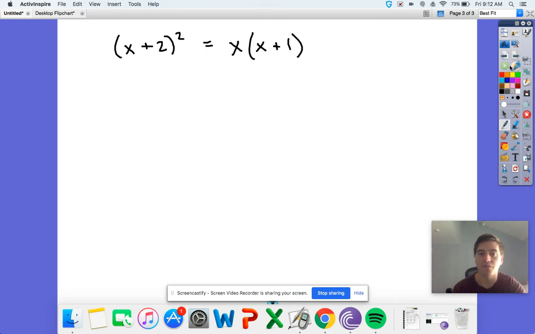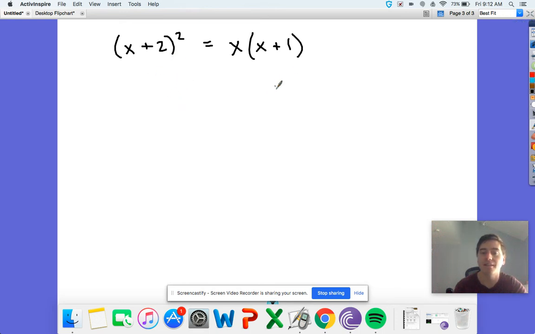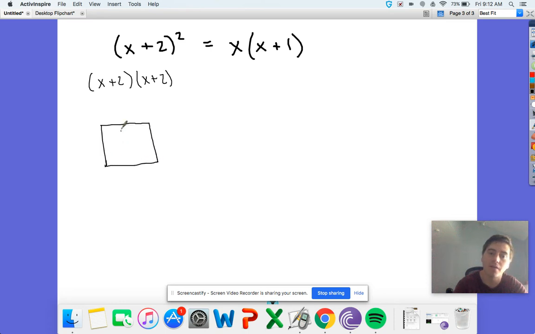We're using inverse operations. This one's a little different in the way that you have to simplify the sides first by multiplying, but luckily we know how to multiply these two things. So x plus 2 squared, an exponent of 2 means it's multiplying by itself. So really this is x plus 2 times x plus 2. Right? Okay, we know how to do that by using an area model.